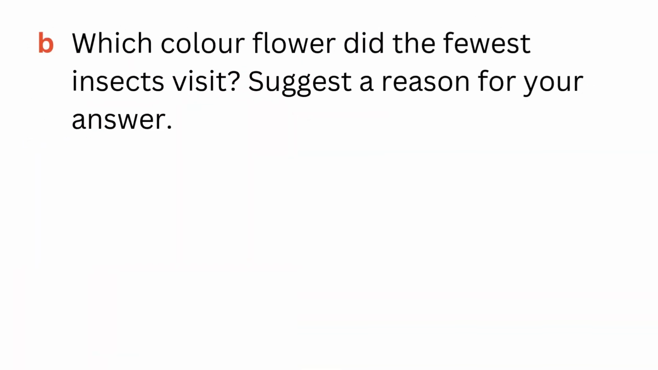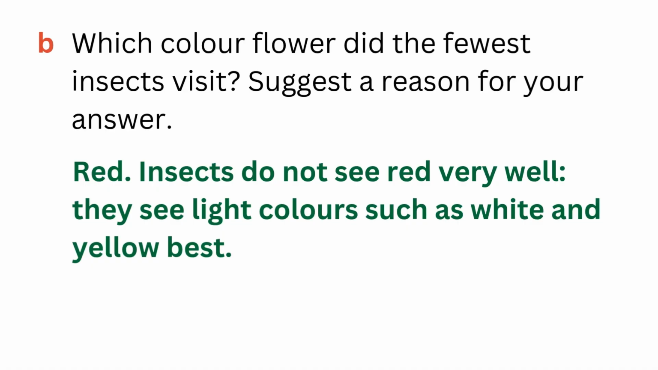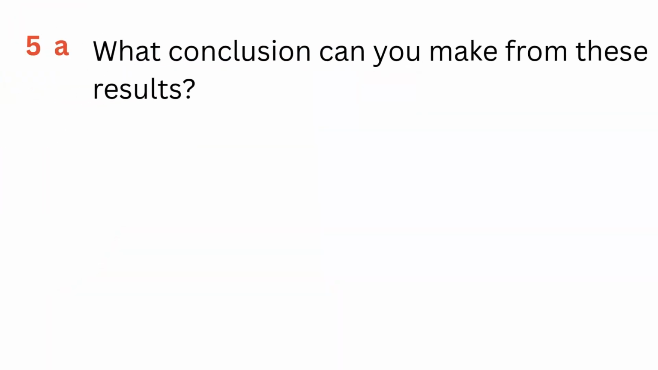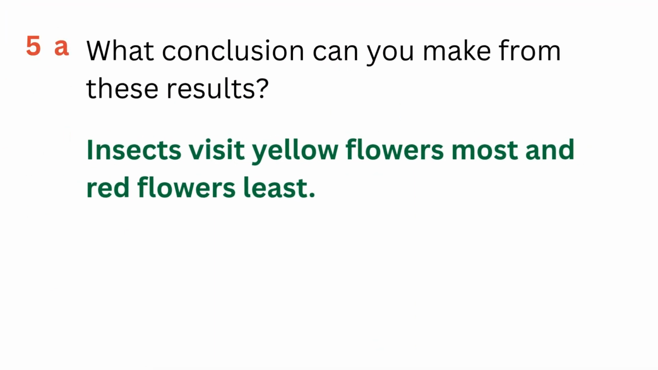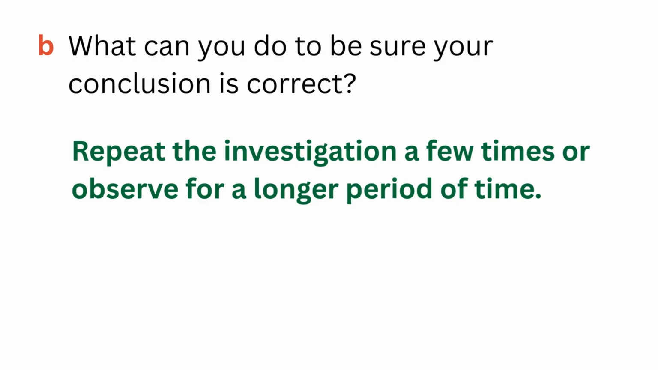Question B. Which color flower did the fewest insects visit? Suggest a reason for your answer. The fewest insects visited red color because insects do not see red very well. They see light colors such as white and yellow best. Question number 5a. What conclusion can you make from these results? Insects visit yellow flowers most and red flowers least. Question B. What can you do to be sure your conclusion is correct? Repeat the investigation a few times or observe for a longer period of time.